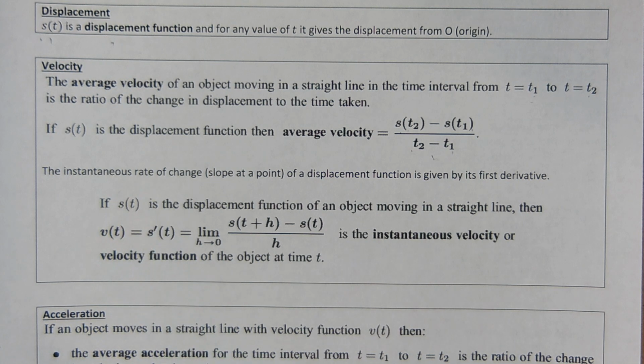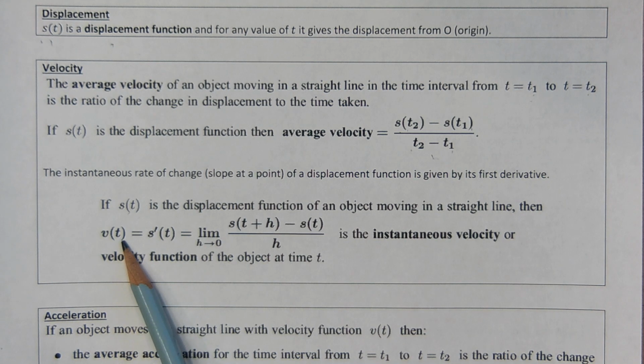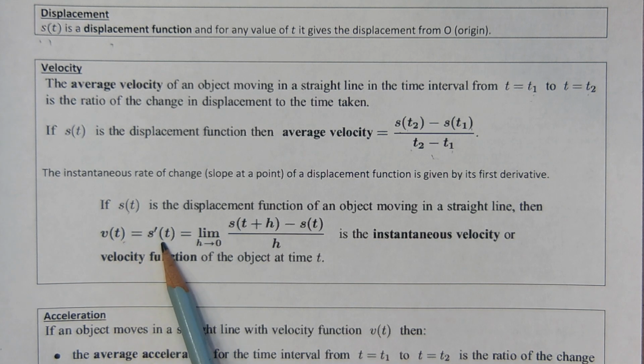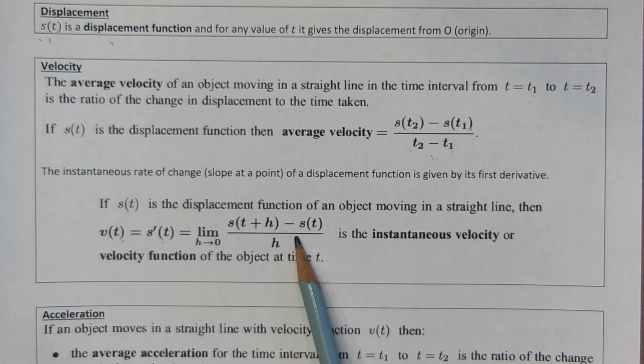Well, the instantaneous rate of change, which means the slope at any single point of the displacement function, is the first derivative of the displacement function. So if lowercase s of t is the displacement function and it's moving in a straight line, then velocity, little v of t, is equal to s prime of t. Here's the difference quotient.